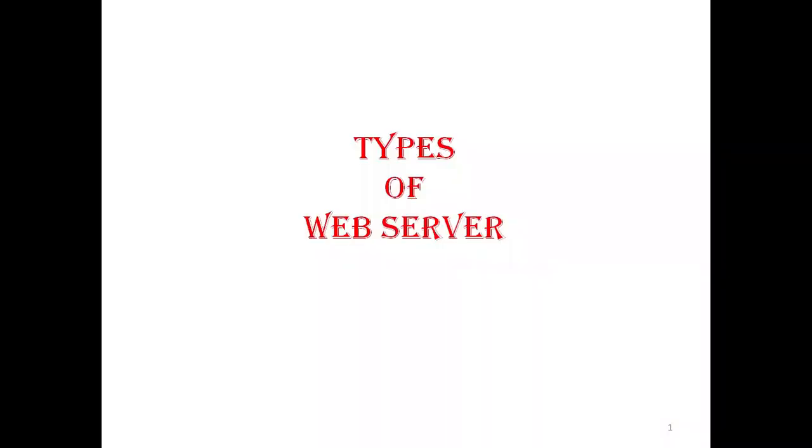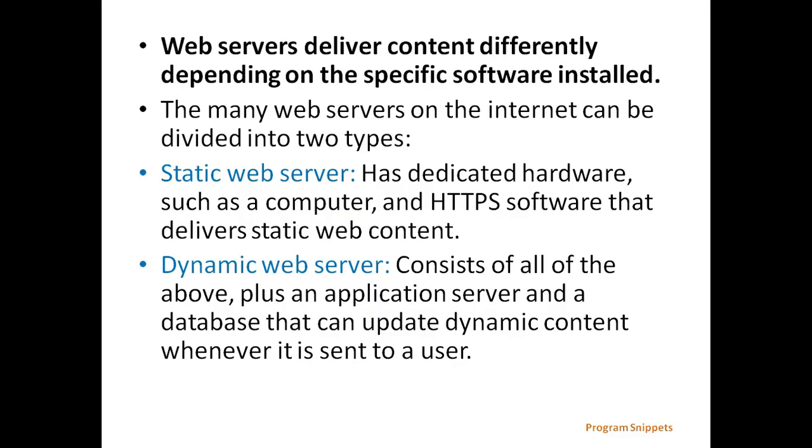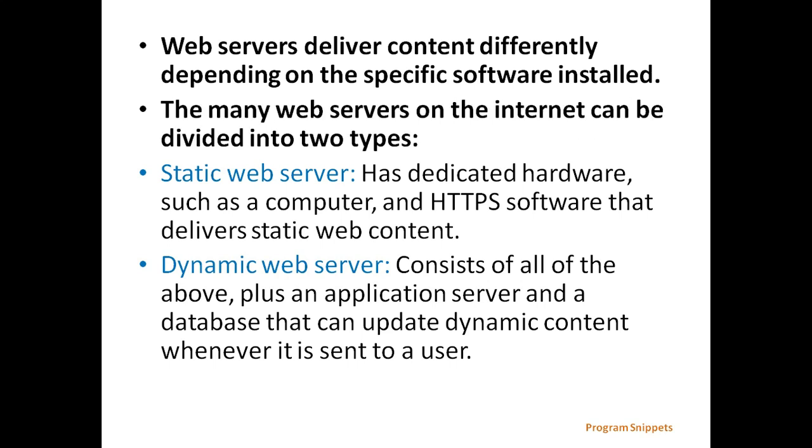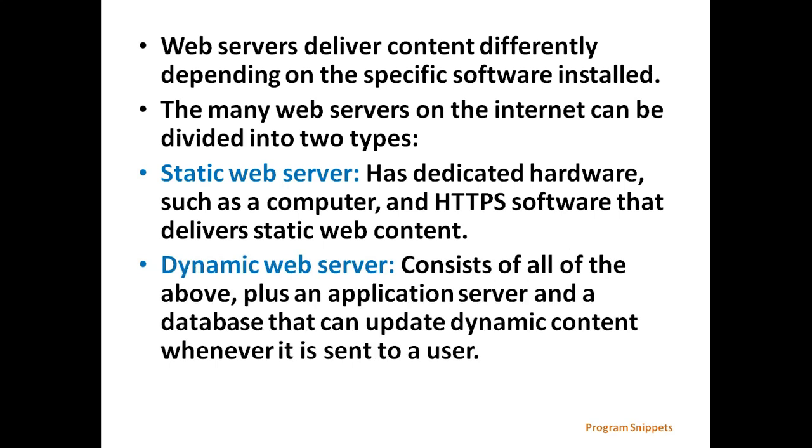Here we will see types of web server. Web servers deliver content differently depending on the specific software installed. Different web servers on the internet can be divided into two types. One is static web server, which is dedicated hardware such as a computer and HTTP software that deliver static web content. Next is dynamic web server, which consists of all the components of a static web server plus an application server and a database that can update dynamic content whenever it is sent to the user.